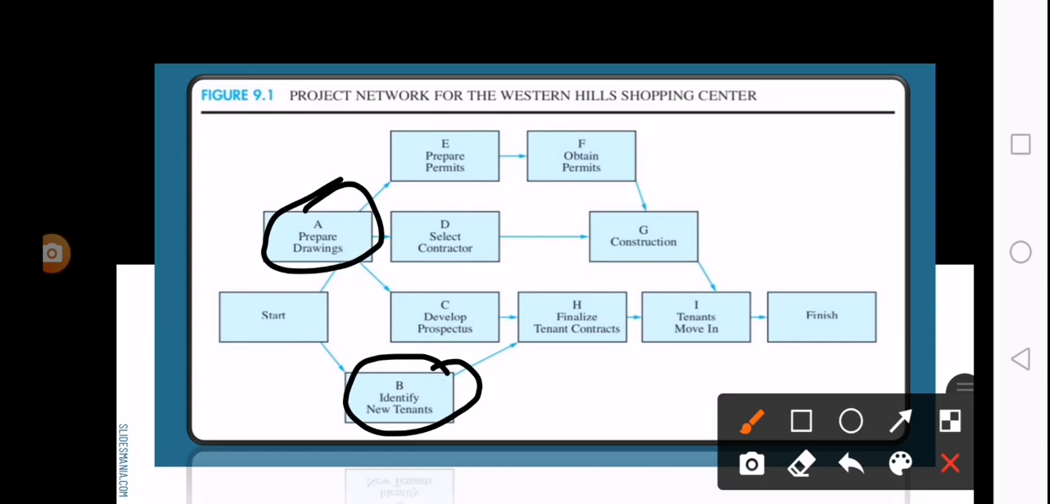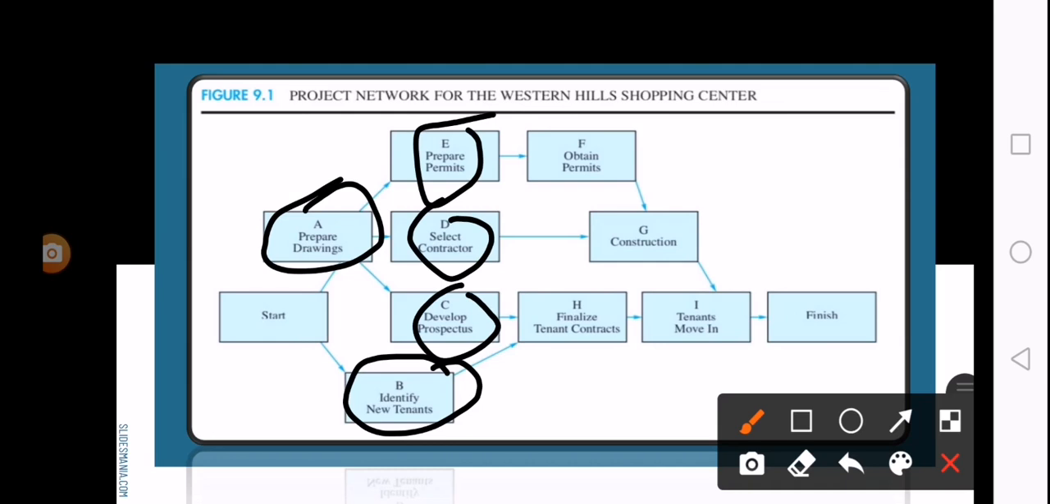Since A and B can immediately start, they are at the starting line. Then, E, D, and C cannot proceed if activity A is not yet finished. Therefore, E, D, and C proceed after A is completed. E here is followed by F, G, I, then finish. D here is followed by G, I, then finish. C here is followed by H, I, then finish. And B here is followed by H and I, then finish.